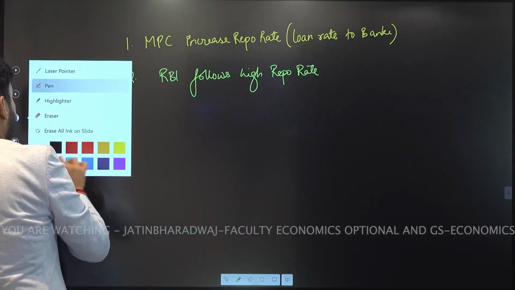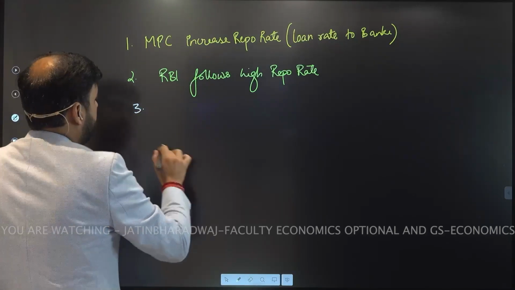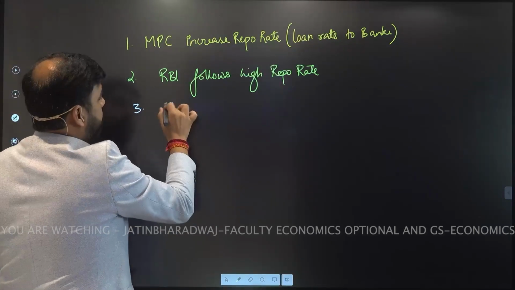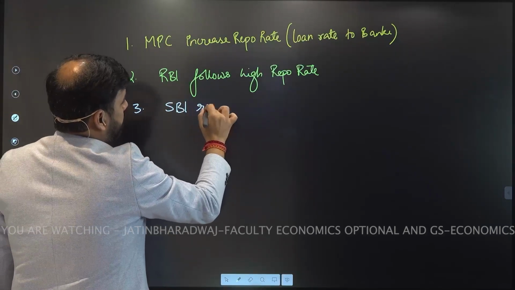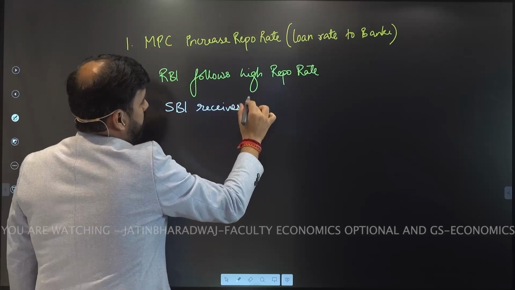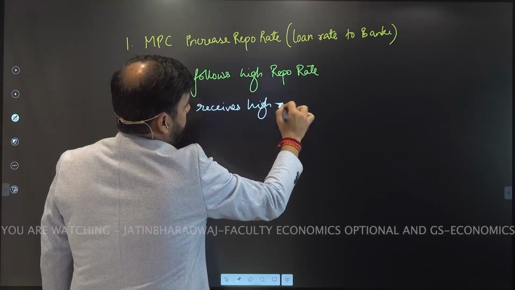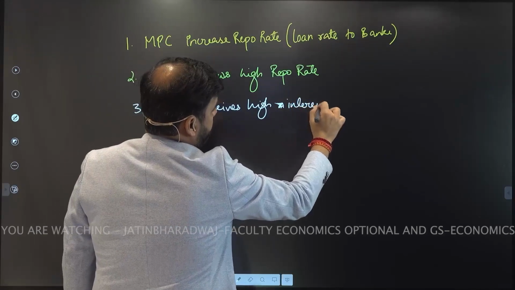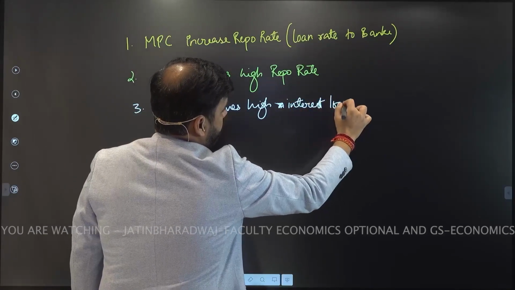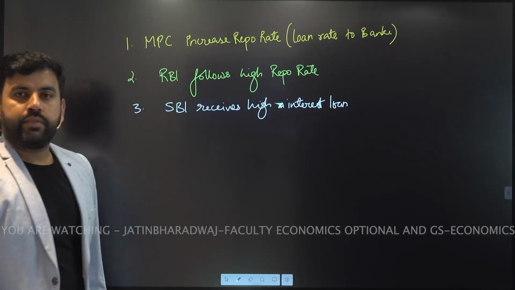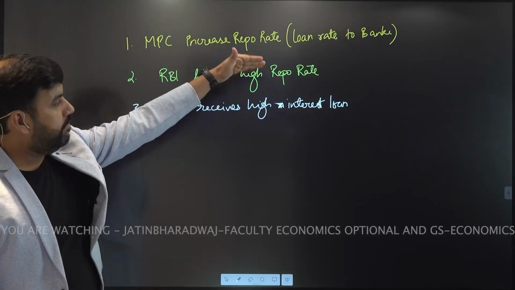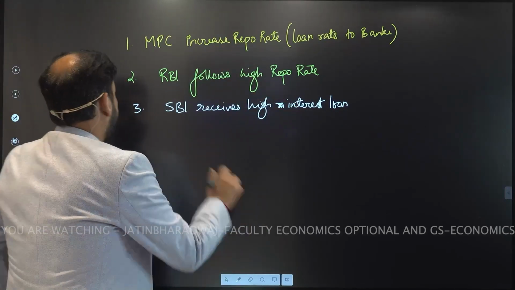Step 3, take the example of a bank. Let's say SBI receives high interest loans. Perfect. See, once the repo rate is increased, everything keeps on increasing.